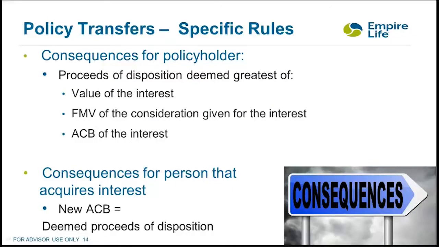For transfers of an interest of a policyholder in a life insurance policy after March 21st, 2016, subsection 148(7) deems the proceeds of the disposition to the transferor to be equal to the greatest of three amounts: the value of the interest, the fair market value of the consideration given for the interest, and the adjusted cost basis to the policyholder of the interest immediately before the disposition. Also, when the specific rules of subsection 148(7) apply, the person that acquires the interest because of the disposition is deemed to acquire it at a cost equal to the deemed proceeds of disposition previously determined. Therefore, the adjusted cost basis for the acquirer will be equal to the deemed proceeds of disposition of the transferor.